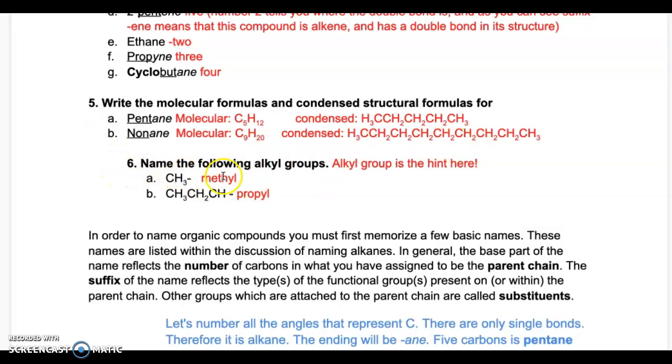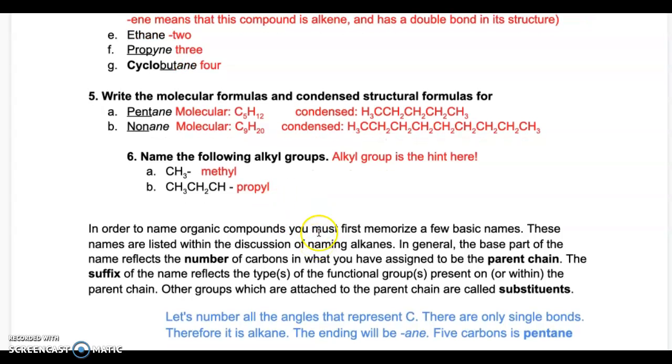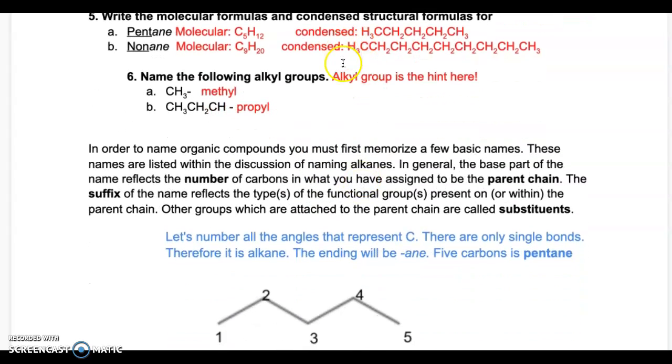Question number 6 is asking you to name the following alkyl groups. Alkyl group is the hint here. Make sure you know what type of alkyl groups we have. Each alkyl group will have a dash right next to it, meaning when you have a structure of some organic compound, this part will be sticking out of the main chain. So when you have only 1 carbon, it's called methyl. Make sure you change the suffix to -yl.